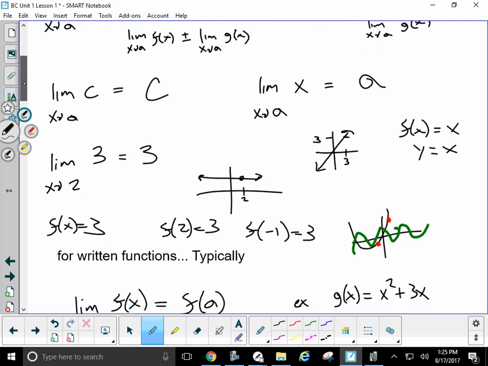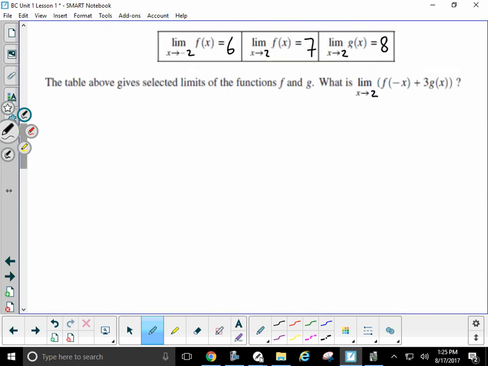Let's go to this example. So this is using those limit properties. One of the properties we didn't really talk about that we'll be using here, but I'll show you the proper steps to finding the limit as x approaches 2 of f of negative x plus 3g of x. Well, you could essentially just start plugging in numbers and you get the right answer, but we should make sure by using our properties that we are going to get the correct answer.